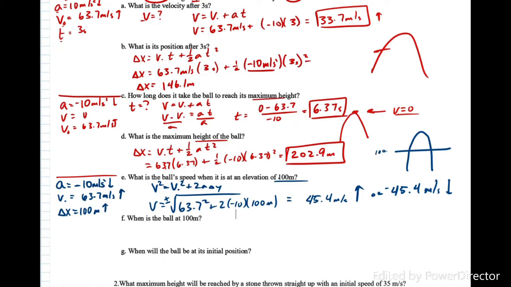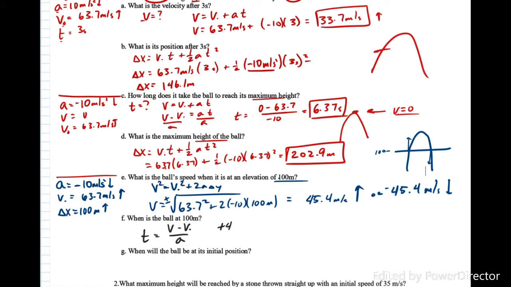When we're at 100 meters, we could be on the way up or we could be on our way down. Because there are two times when my elevation is 100 meters. So for that, when is the ball at 100 meters? Gives me two things I could do there. Time from the first equation is velocity minus initial velocity over the acceleration. So we could look at that two ways.